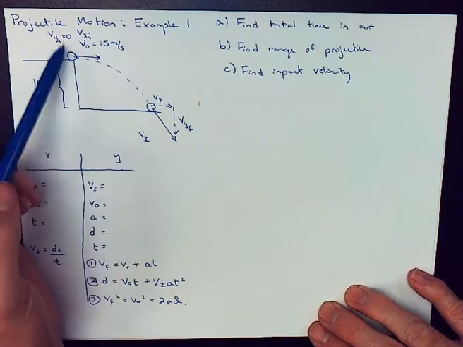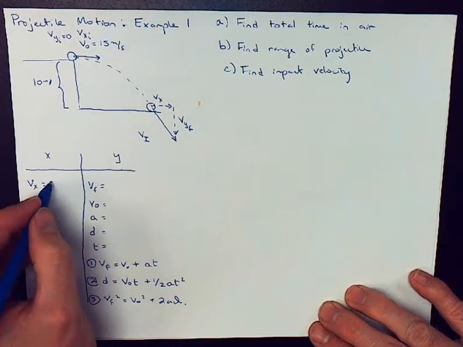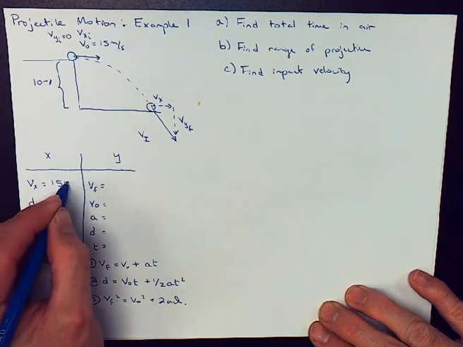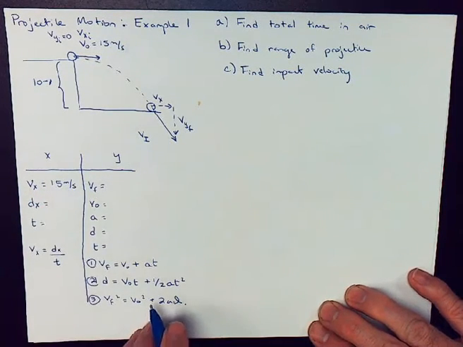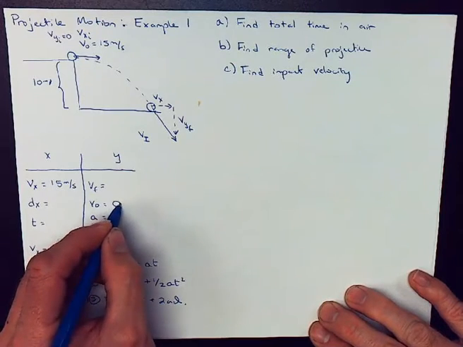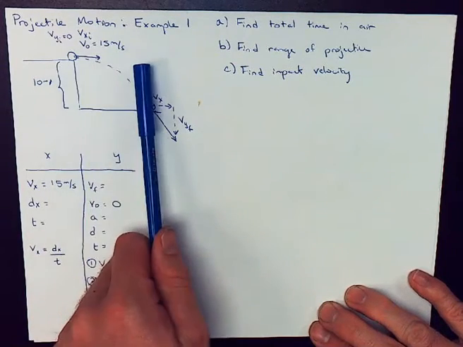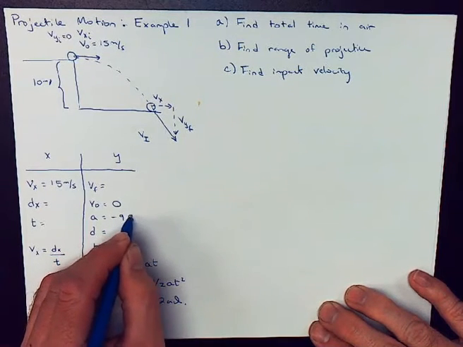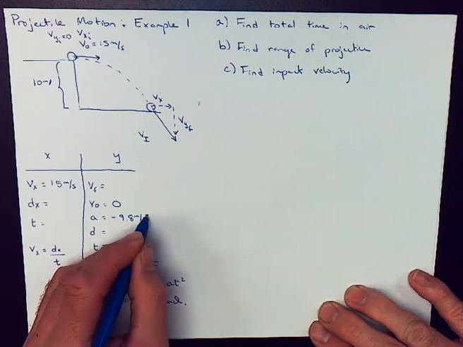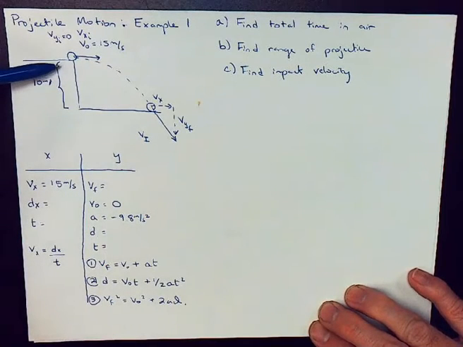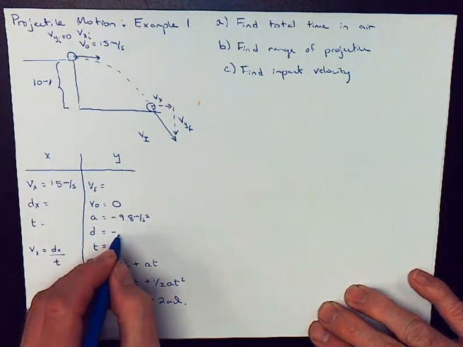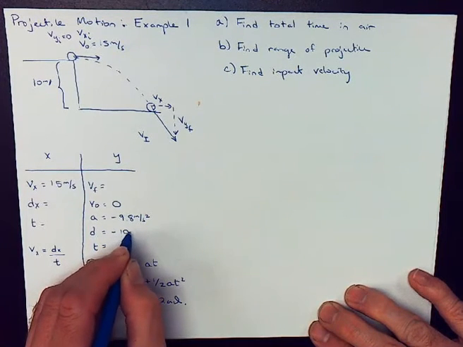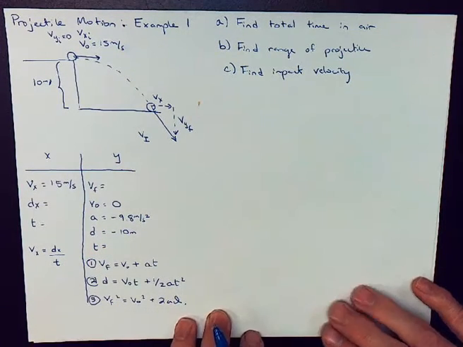I know initial velocity is 15 meters per second and it's horizontal. I know the initial vertical velocity is 0 because the initial velocity is all in the x direction. Acceleration is negative 9.8 meters per second squared. The projectile is going to fall a distance of 10 meters, so displacement in the y direction is 10 meters down.